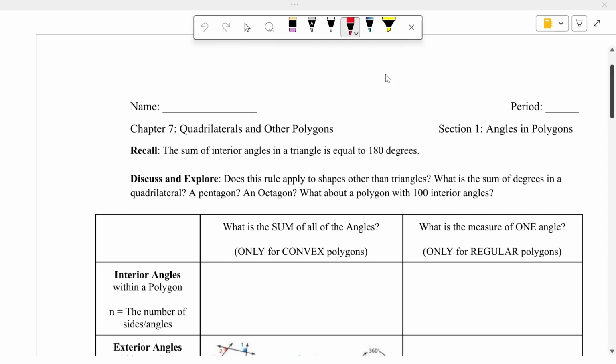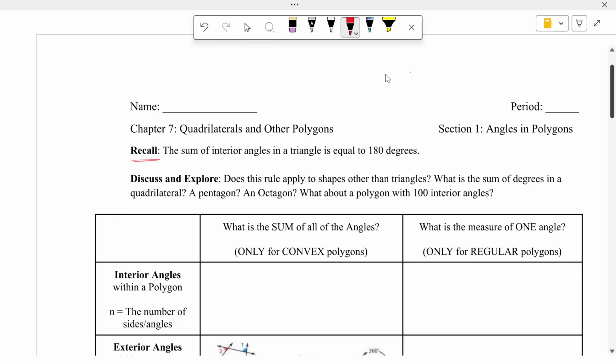Right, here are some notes on our Chapter 7, Section 1. Remember that we've already learned that the sum of the interior angles in a triangle is equal to 180 degrees. That's right here. And so then we're going to talk about some other shapes. So if we have a triangle, we know that totals 180 degrees.